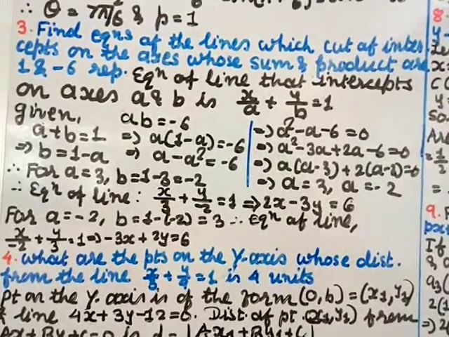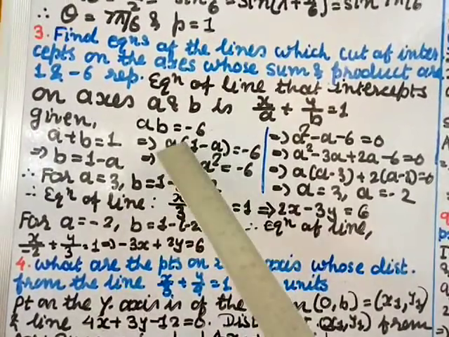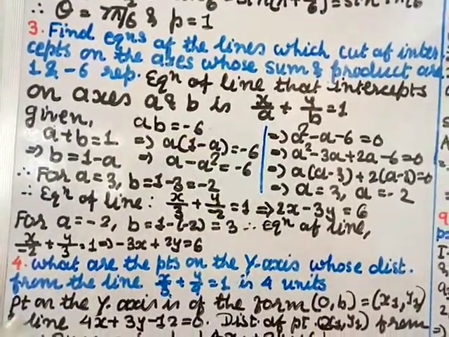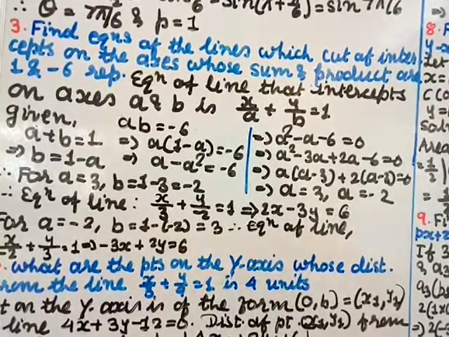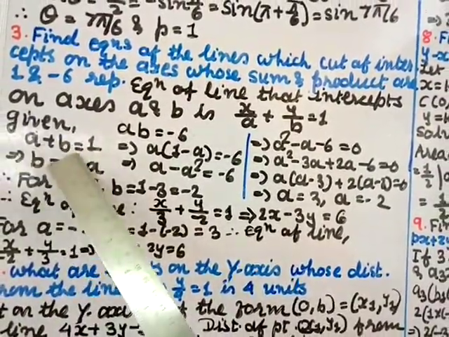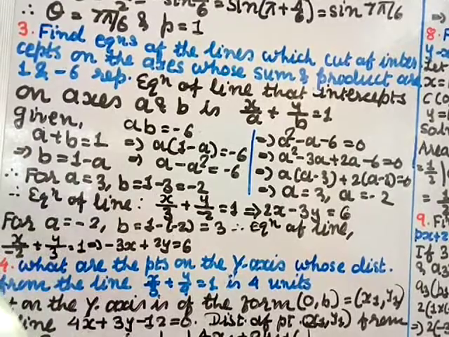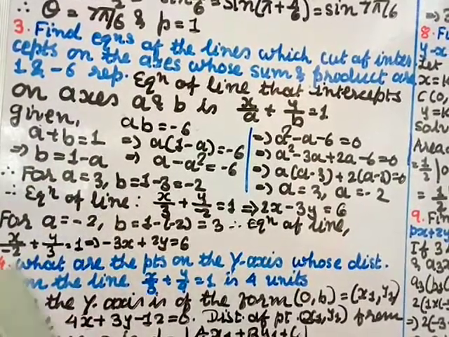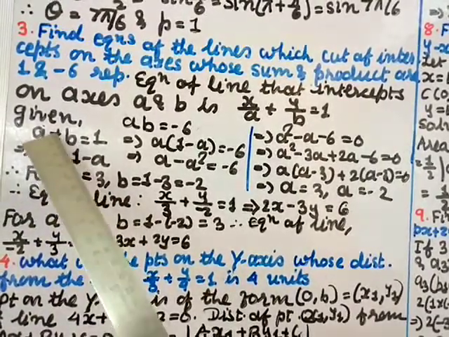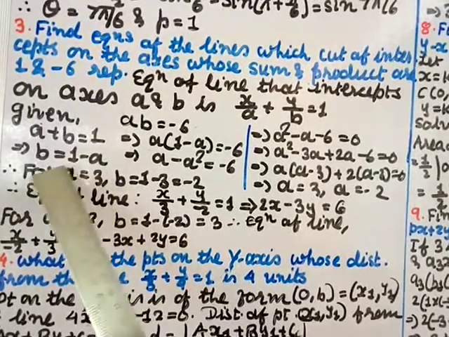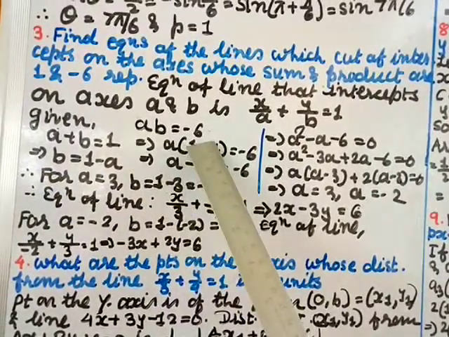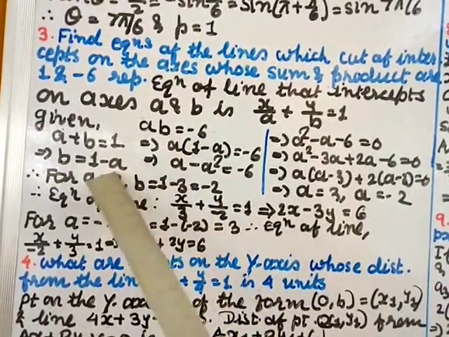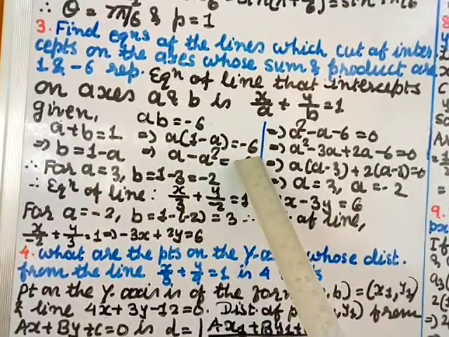Now you are given that the product of the intercepts is minus 6, so ab is equal to minus 6, and the sum of the intercepts is 1. So a plus b is equal to 1. Here a is the intercept on the x-axis and b is the intercept on the y-axis. From here, the b value is equal to 1 minus a if you transfer a. Now put this value of b in this equation. So a as it is, instead of b I put 1 minus a, equal to minus 6.